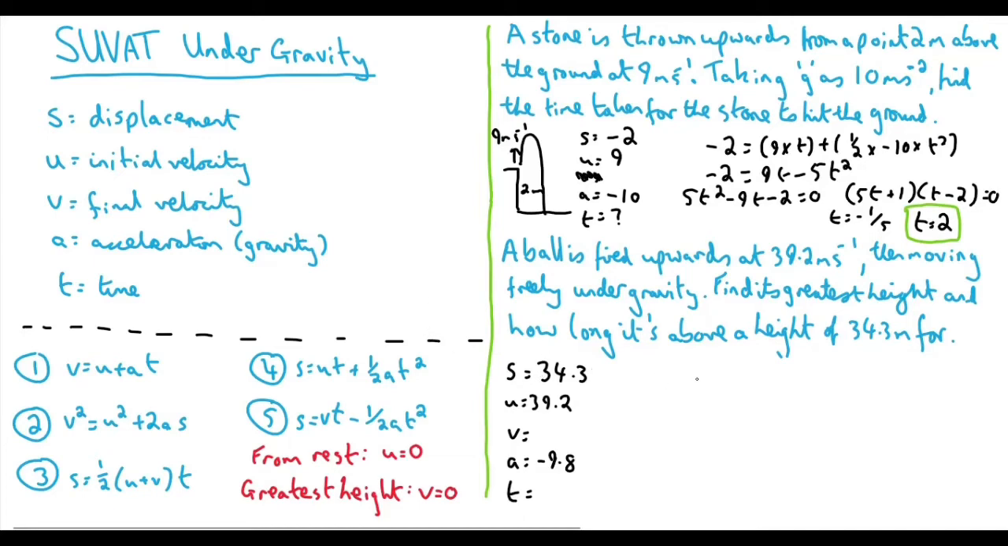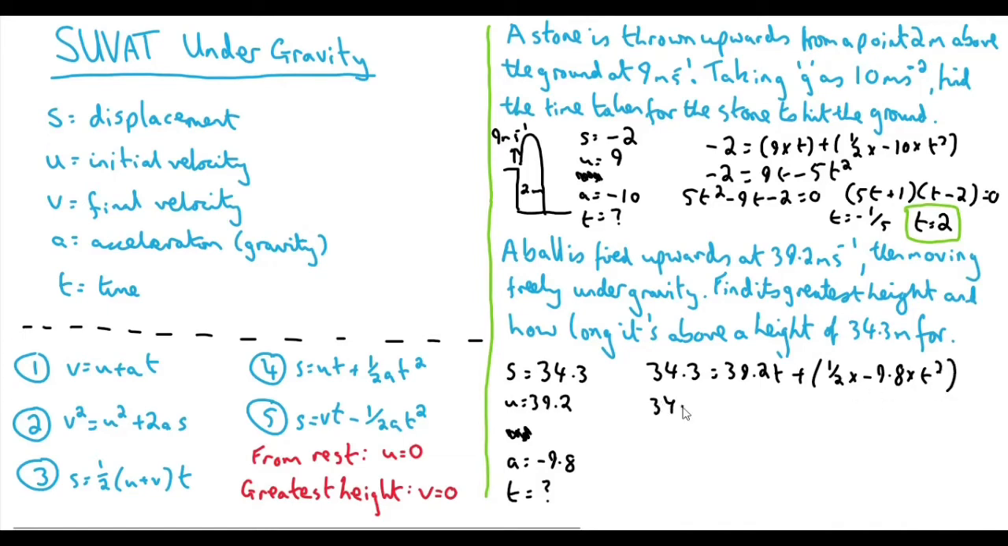And then because we're having to go up and then back down again, we're now looking for a moment that at the very least goes below this height again. The easiest thing to do is just when it hits the ground again. But when it hits the ground again, we don't know what V is. And in general, we're looking for time now because we're looking for how long. So this time, we're ignoring V. We're back to using S equals UT plus half AT squared. So 34.3 equals 39.2 T plus half times minus 9.8 times T squared.